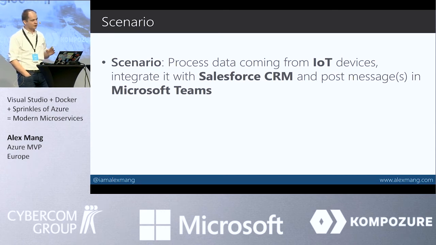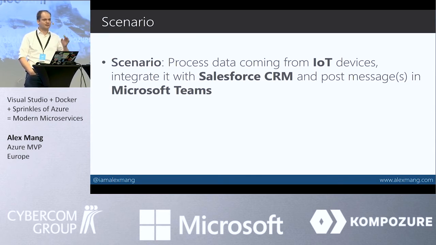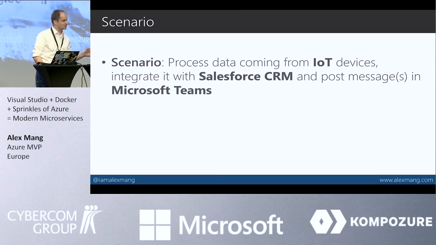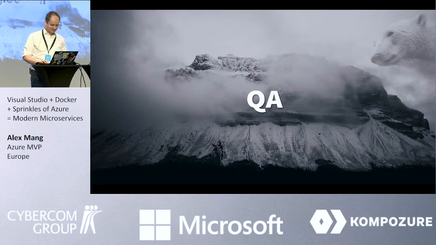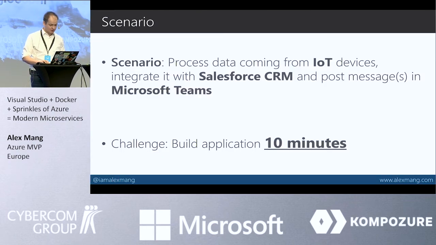And you know what the difficult part here is? I never worked, ever, with the Salesforce API. And even though I do know that Microsoft Teams is all about Office 365 and Outlook groups and this and that, I never worked with their APIs. So can I do this in under 10 minutes? Well, let's see. It's a challenge, right?